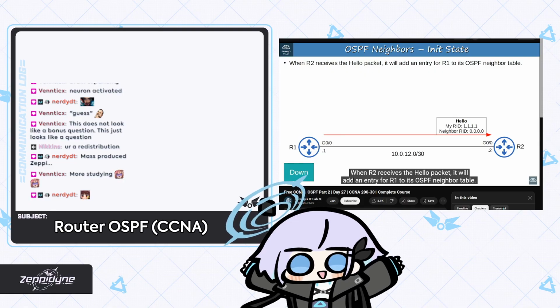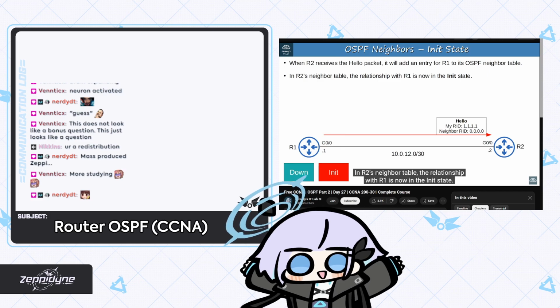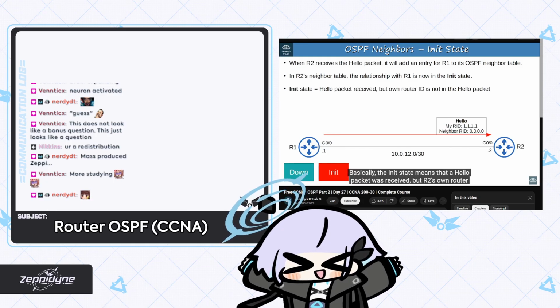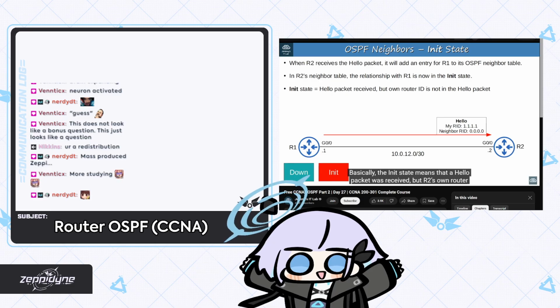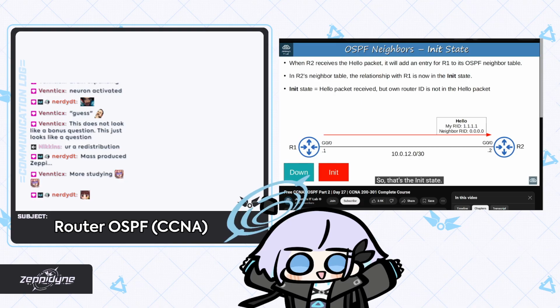When R2 receives the hello packet, it will add an entry for R1 to its OSPF neighbor table. In R2's neighbor table, the relationship with R1 is now in the init state. Note that R1 still doesn't know about R2, so it will have no entries in its OSPF neighbor table. Basically, it has to reply, right? The init state means that a hello packet was received, but R2's own router ID is not in the hello packet. R2's router ID is 2.2.2.2, but the neighbor router ID in R1's hello packet is 0.0.0.0. So that's the init state.